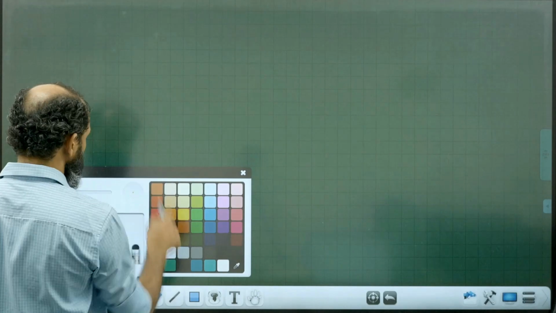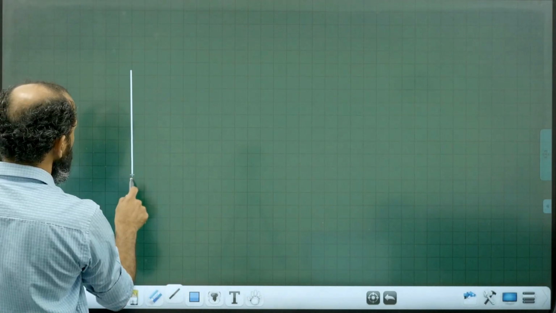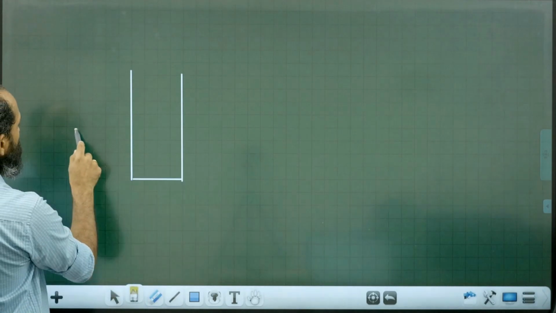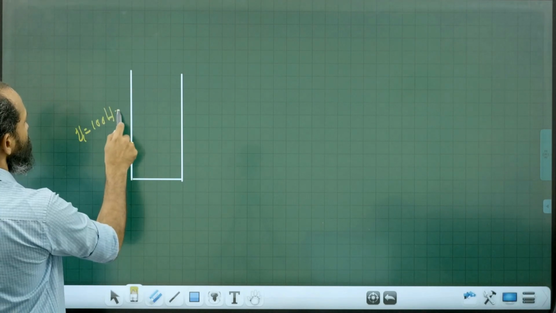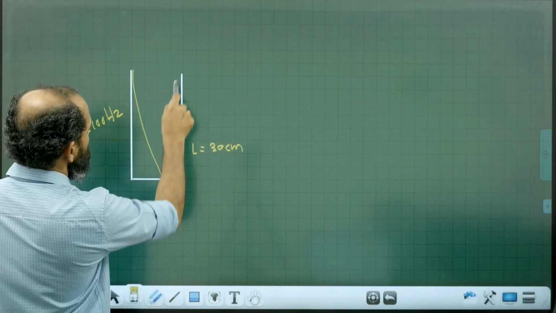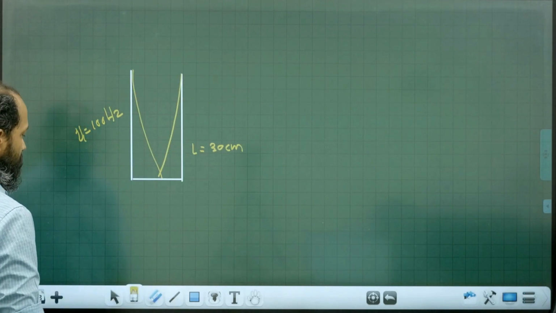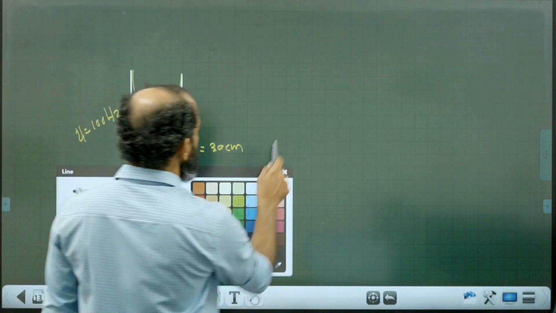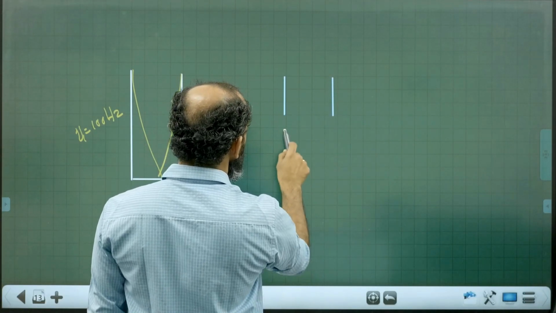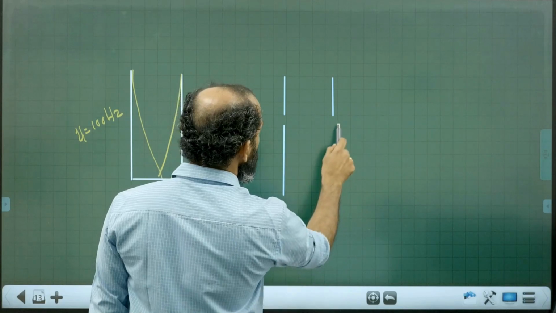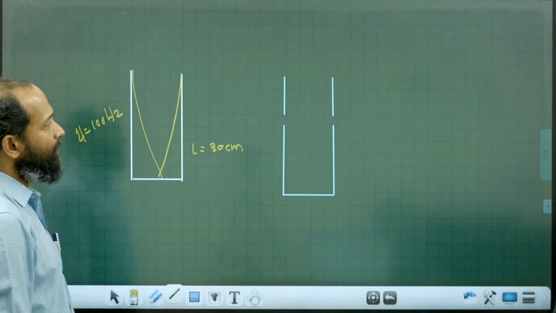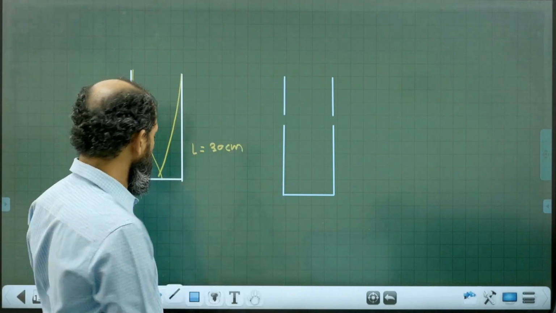Okay, let us do one problem from this. Suppose you have a closed organ pipe having fundamental frequency 100 Hertz, whose length is equal to 30 centimeter. Now you cut it into two pieces. The smaller piece is of 10 centimeter and the longer piece is of 20 centimeter. What is the ratio of the fundamental frequencies of these two pipes?